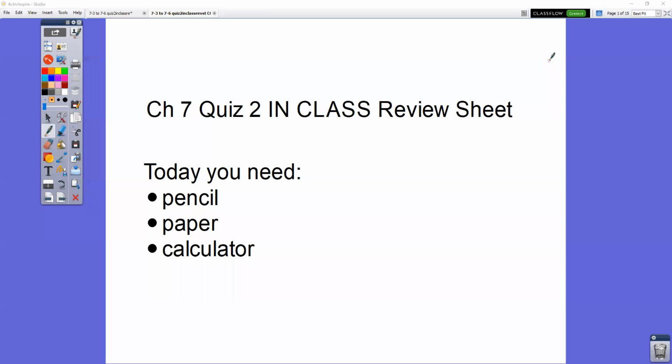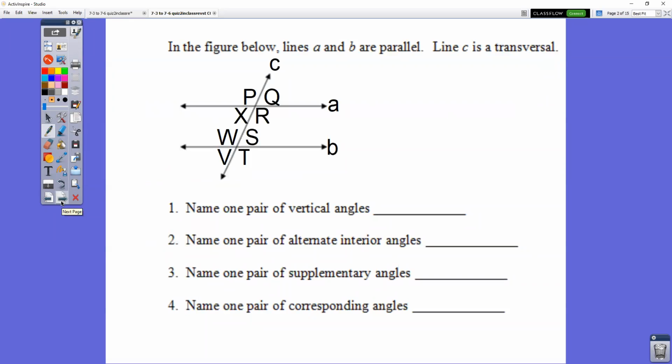This is the review for Chapter 7, Quiz 2. The first 4 questions on your quiz will look like this. You'll be given parallel lines cut by a transversal that forms these 8 angles.